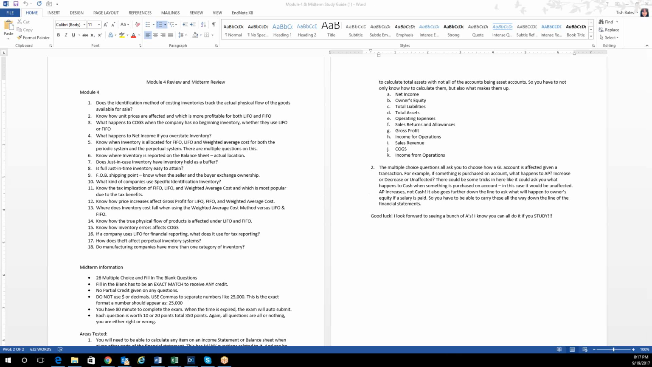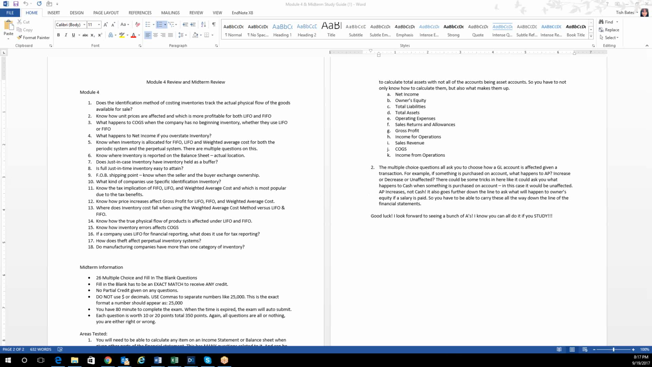So you just have to think of things in terms of scenarios. Put it in your own mind. Those are some things that you're going to have to be able to do in terms of calculating things, and then also telling how a GL account is affected. So think very carefully through these.